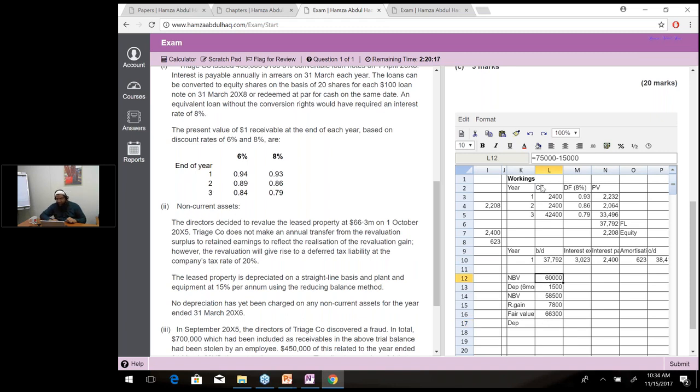Smita, this is how I've calculated 60,000: the cost in the trial balance of 75 minus the depreciation in the trial balance of 15. This would become 60,000.